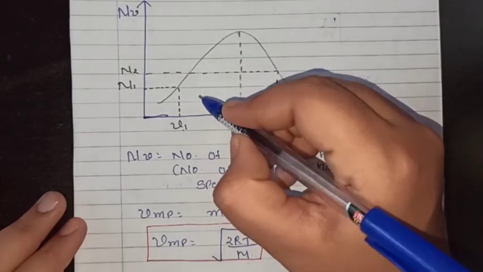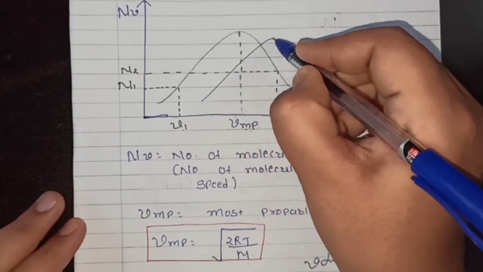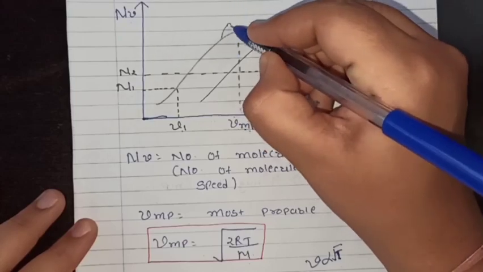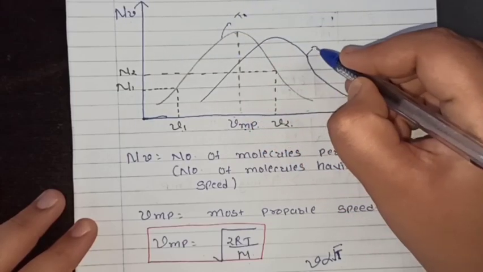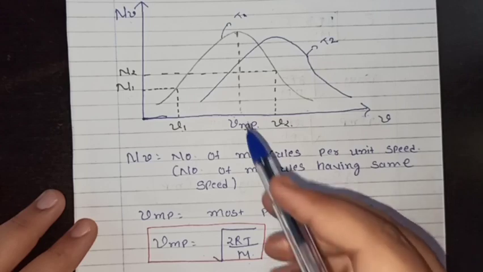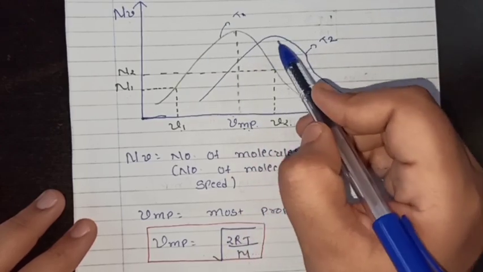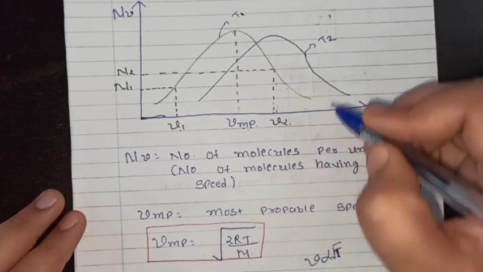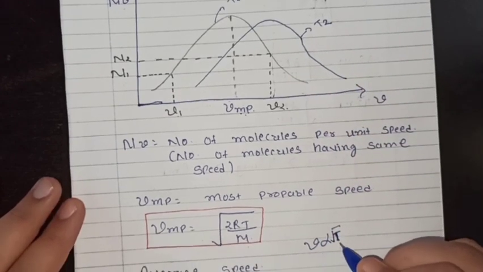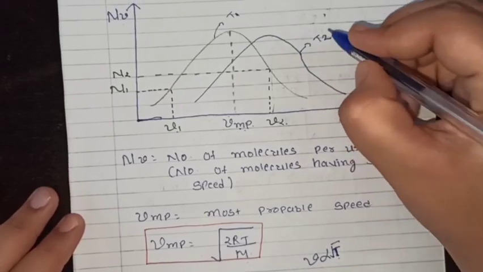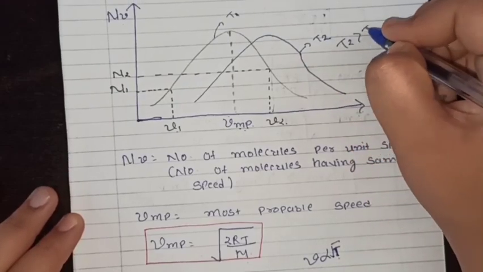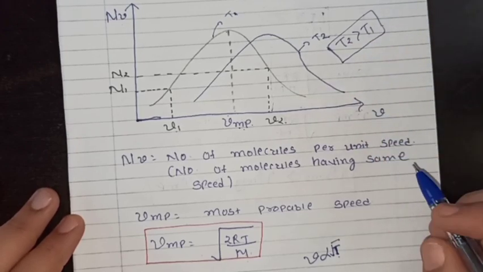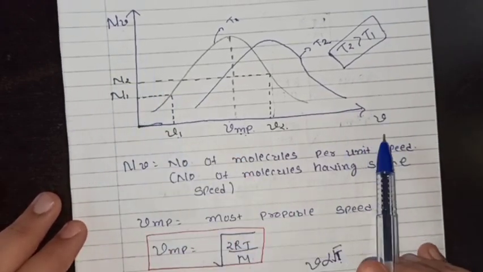So if I draw another graph, let's say this graph is at temperature T1 and this graph at temperature T2. For the second graph, the value of most probable speed is more. As most probable speed is directly proportional to root T, we can conclude that T2 is greater than T1. These are the pieces of information that you can get from the graph Nv versus v.